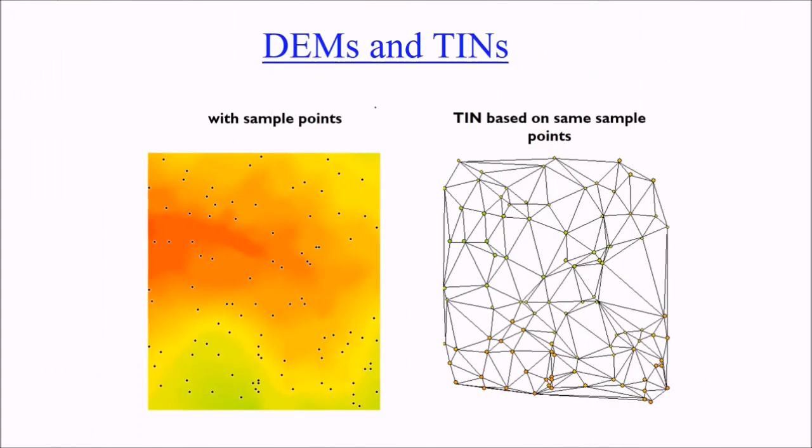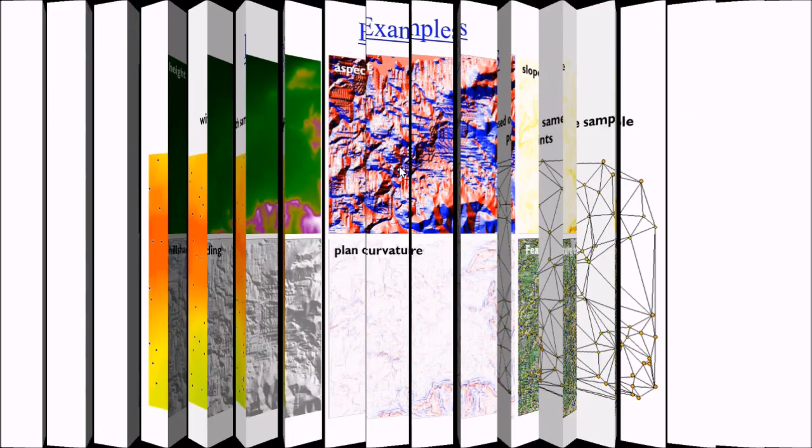Then DEMs and TINs. A digital elevation model can be represented in two forms. It can be in the sample points like this, height values or range values, or it can be in the form of TIN, that is triangles. These are the points. So you can join 3 points to form a triangle, and these are the various triangles you can form. And all these triangles have the property that all the points of one triangle have the same altitude. This is a TIN based on sample points.